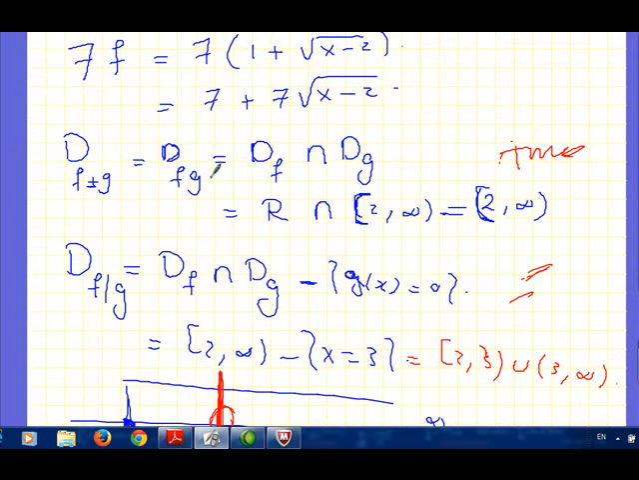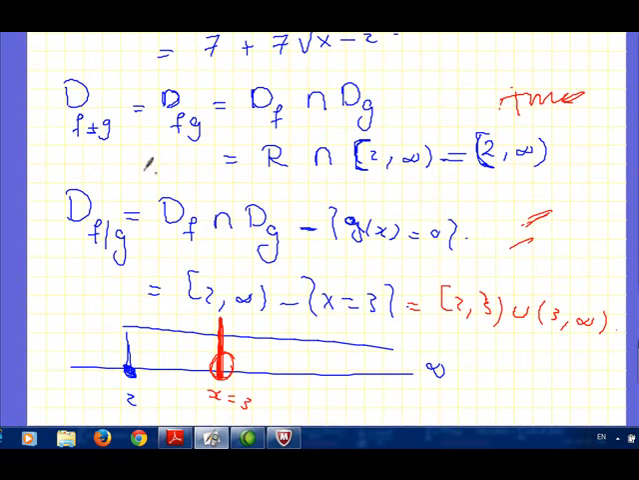The domain of f plus or minus g, and of f times g, will be domain f intersection domain g, which will be from 2 closed up to infinity open, as we discussed before. The domain of f divided by g will be domain f intersected with domain g minus the zeros of the denominator g. It will be from 2 up to infinity except x equals 3, so it will be from 2 up to 3 open, union from 3 open up to infinity.